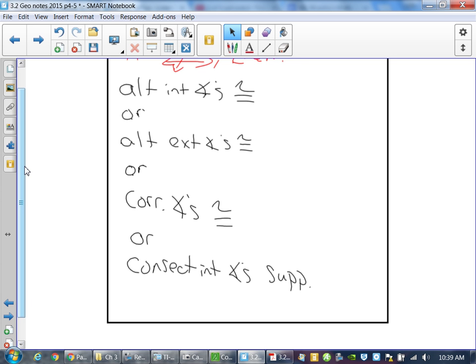So, in your next square, let's do this. Alternate interior angles congruent, and let's draw an example. Straight. And then just mark the diagram of where your alternate interior angles are. Like that.